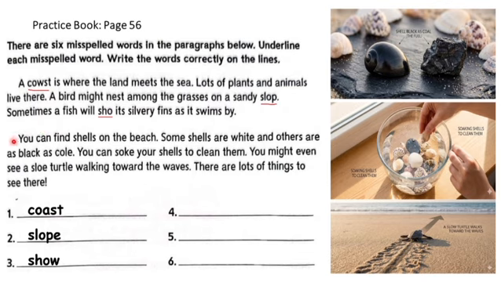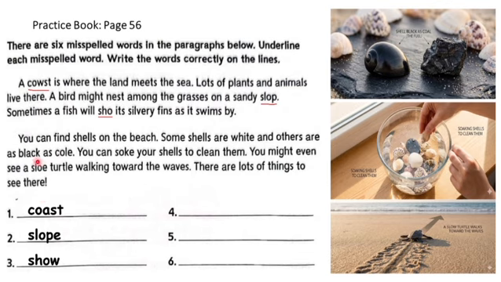So let's read the second paragraph here. You can find shells on the beach. Some shells are white and others are as black as coal. You can soak your shells to clean them. You might even see a slow turtle walking toward the waves. There are lots of things to see there.